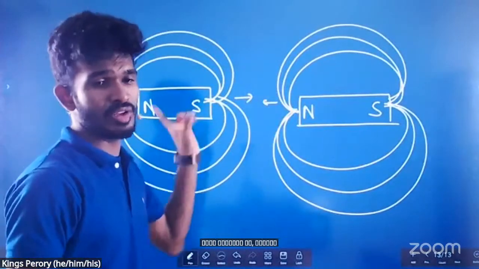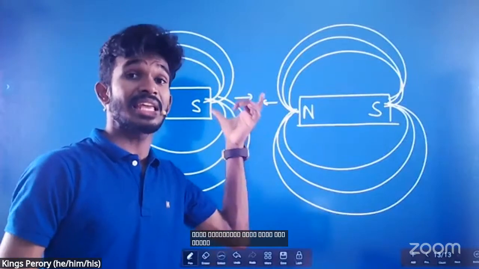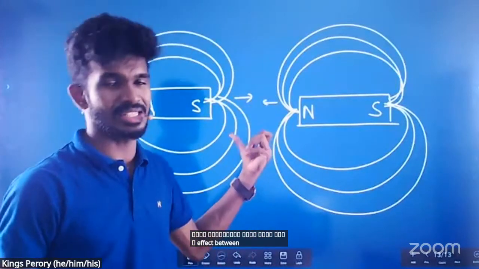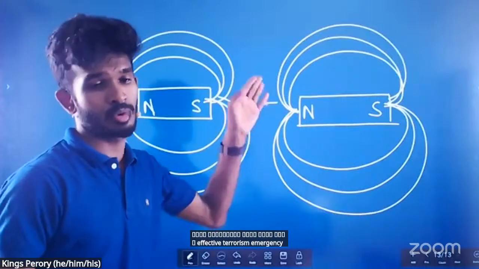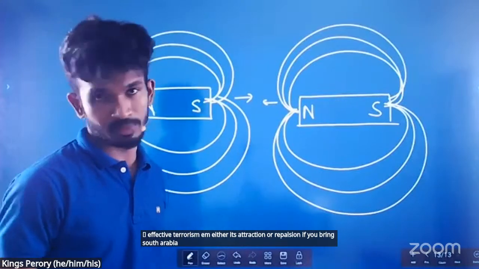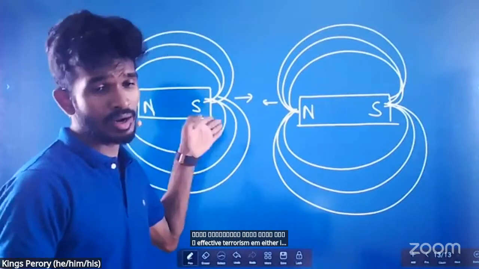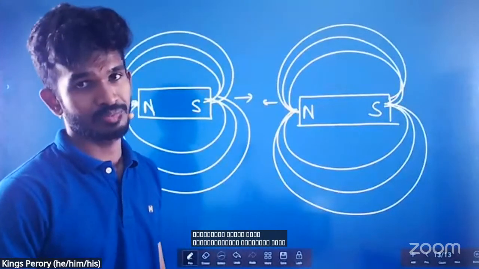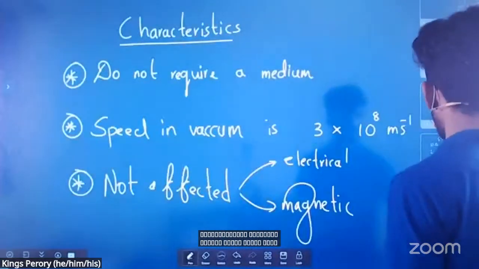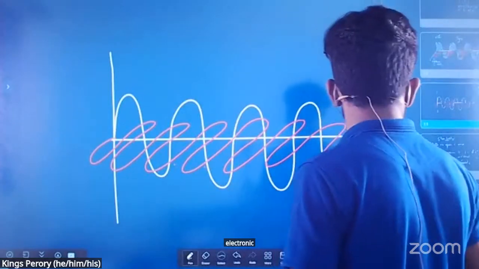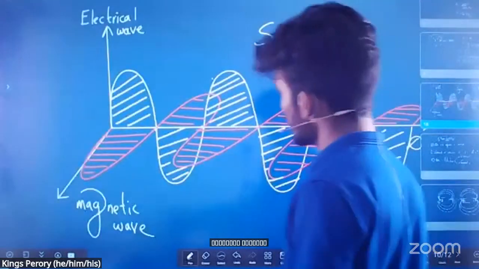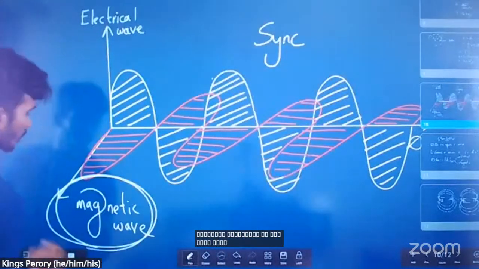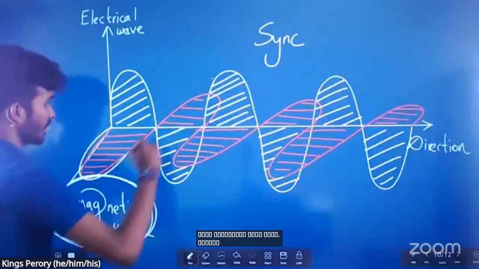So between magnetic fields, there is an effect, either attraction or repulsion. If you bring south here, repulsion is there. So one magnetic field will influence another magnetic field. Now look at the electromagnetic wave. An electromagnetic wave has a magnetic wave. This red color one is the magnetic wave.